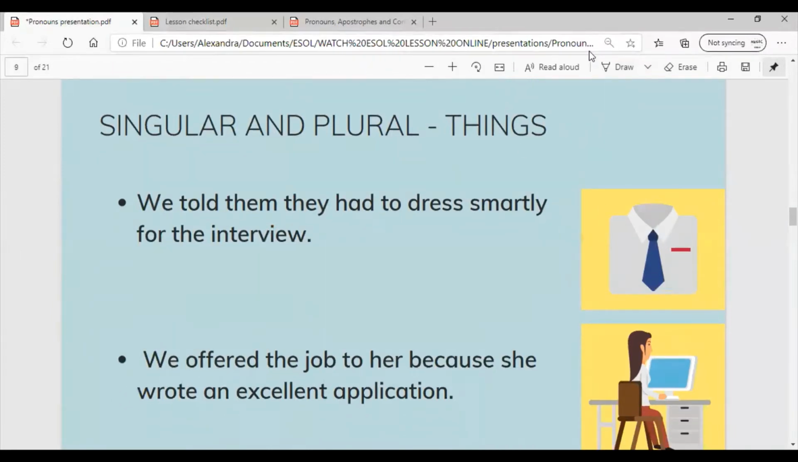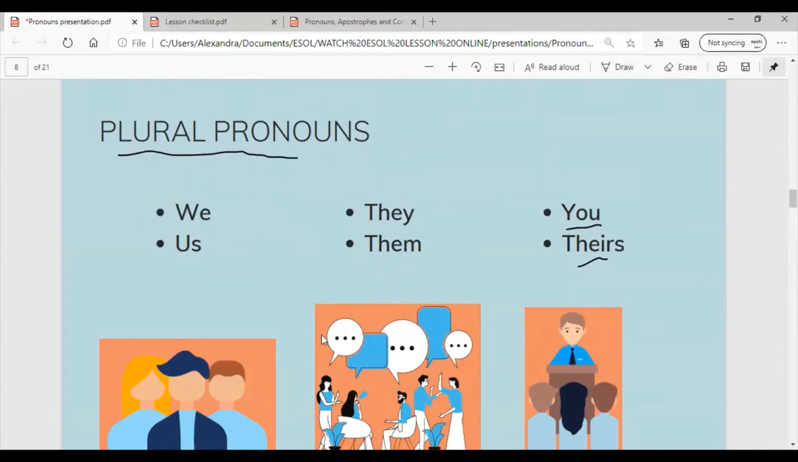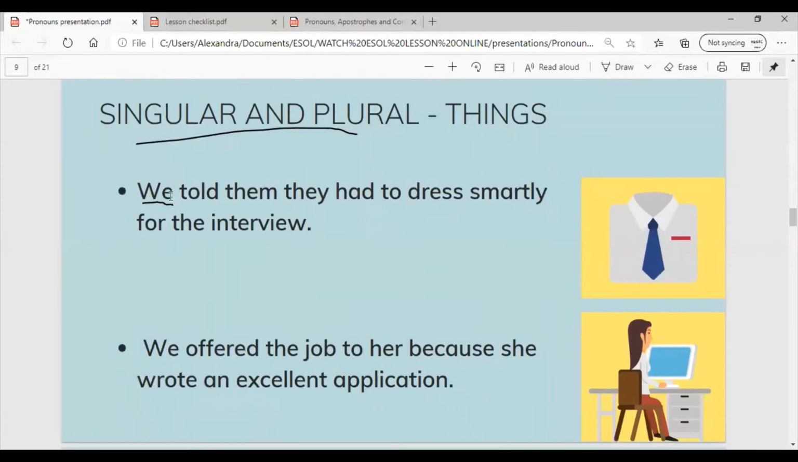Okay, so now we've looked at what singular and plural pronouns are. We can look at this in terms of a sentence. So we're going to try and spot them in these sentences and work out if they are singular or plural. So, we told them they had to dress smartly for the interview. So we is our pronoun, and we know that this pronoun is for a group. So remember, we've got we here, and that this is for a group. So we know that this is a plural pronoun.